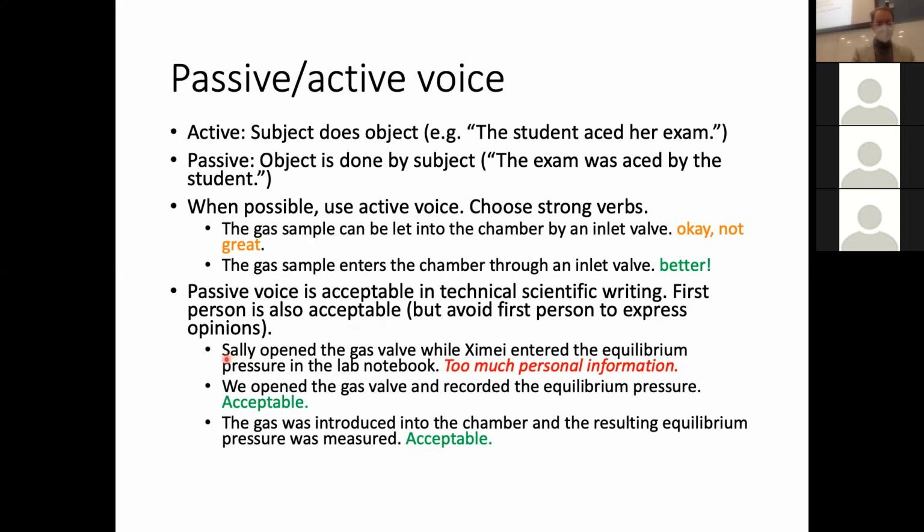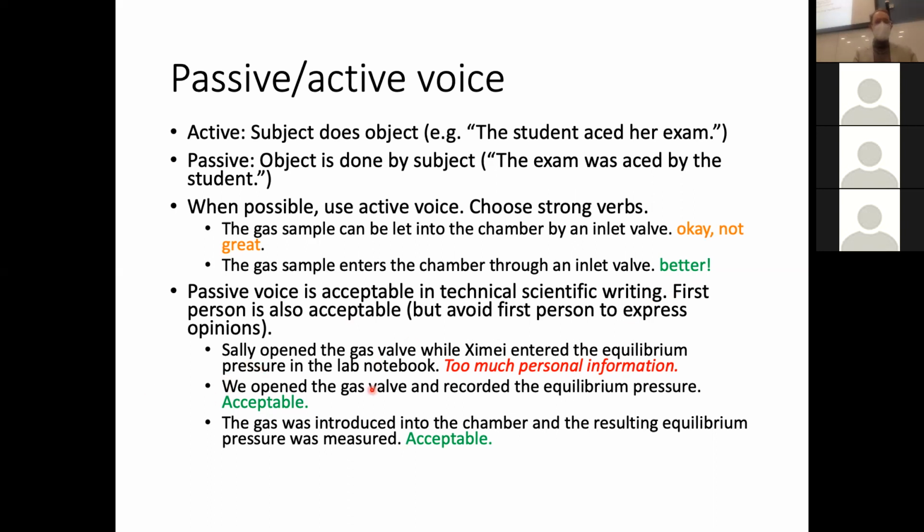So let's say you did an experiment and you were writing the procedure section. Okay, so if you are just super duper literal, you might write, okay, Sally opened the gas valve while May entered the equilibrium pressure into the lab notebook. Okay, but this is stupid because this is too much information, too much personal information, right? Nobody needs to know who did exactly what part of the experiment in order to be able to reproduce your results. So one way to get around that is by using first person.